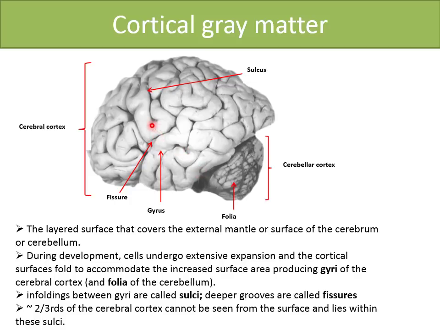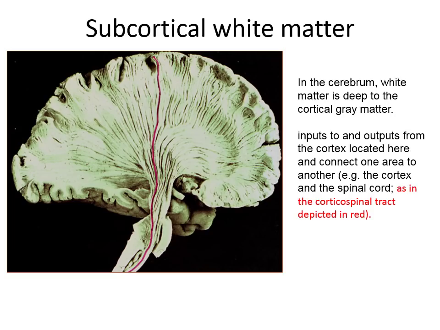And as we said, between the gyri are sulci on the cerebrum, and there also are deeper grooves that are called fissures. And we'll see two major fissures, and that is the central fissure and the lateral fissure. Because of this corrugated appearance, it turns out that 2/3 of the cerebral cortex is within those sulci. So we're only looking at about 1/3 of the cell bodies in the gray matter at their surface.